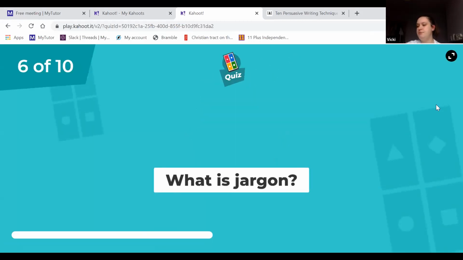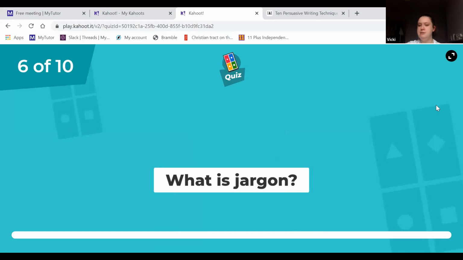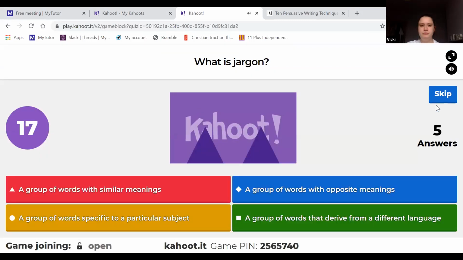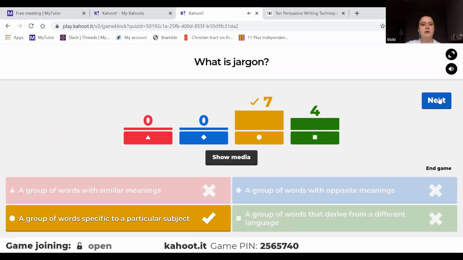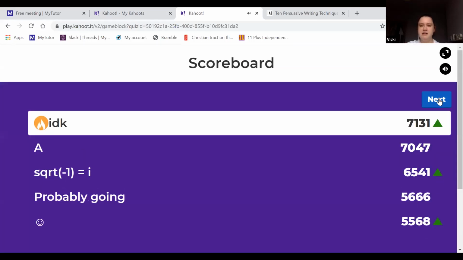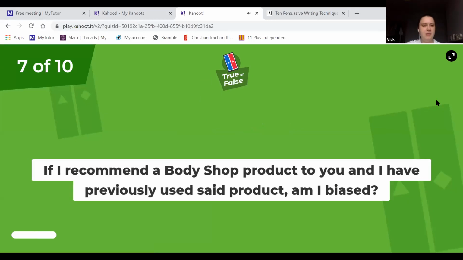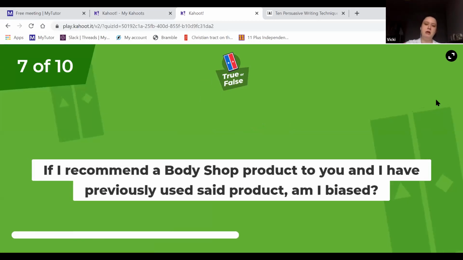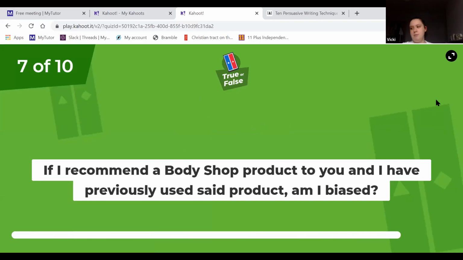What is jargon? Something that I haven't really used today, actually. Fabulous, yeah, so a group of words derived from a different language. Depending on the language, they have different names. If I recommend a Body Shop product to you and I have previously used said product, am I biased?